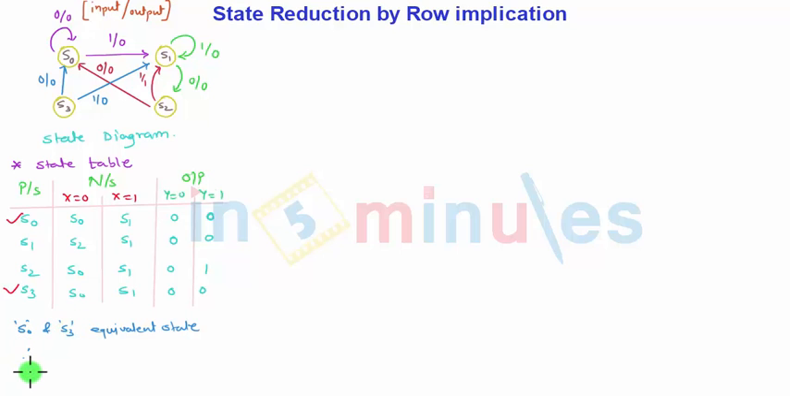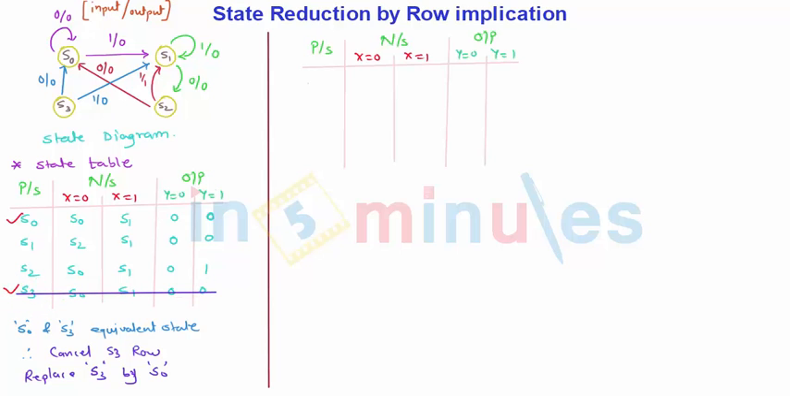This is the row implication method. So row S0 and row S3 are the same. What we'll do here is cancel the S3 row. Since S3 has been cancelled, replace S3 by S0. Since S0 and S3 are the same, I am replacing S3. So if S3 is available anywhere other than the S3 row, I will replace that S3 with S0.